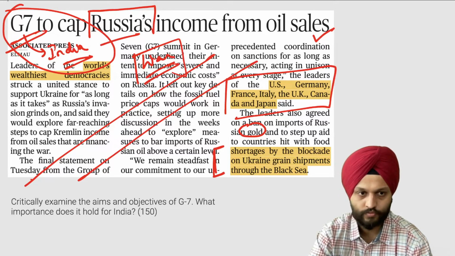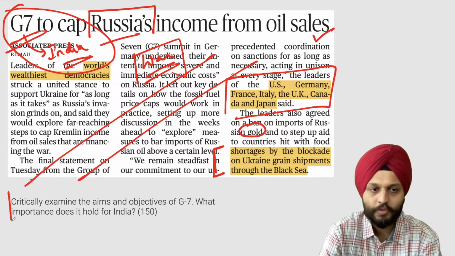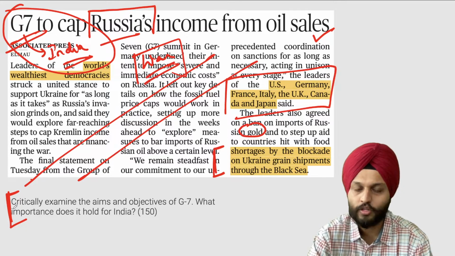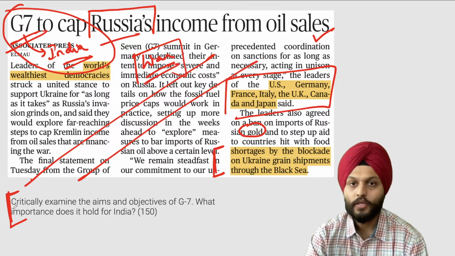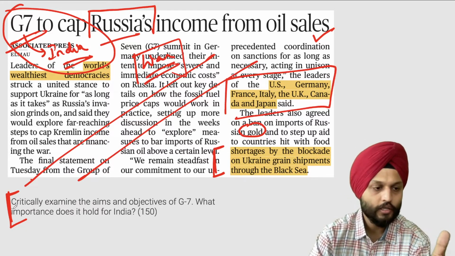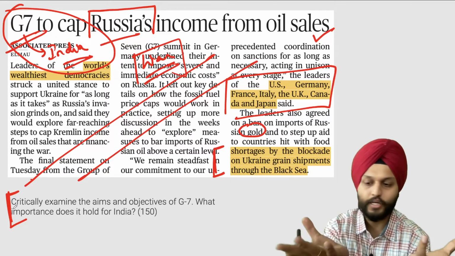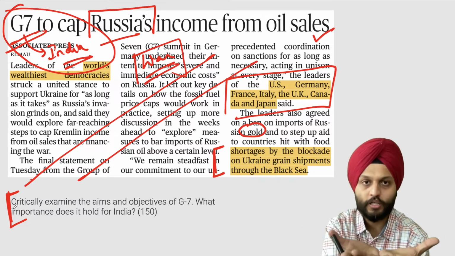What is the correlation over here? So I'm giving you a question for your practice. Critically examine the aims and objectives of G7. What importance does it hold for India? One thing you can see is developed countries and India, so the developed bloc and the developing bloc, with India leading that, so they are at conflict.